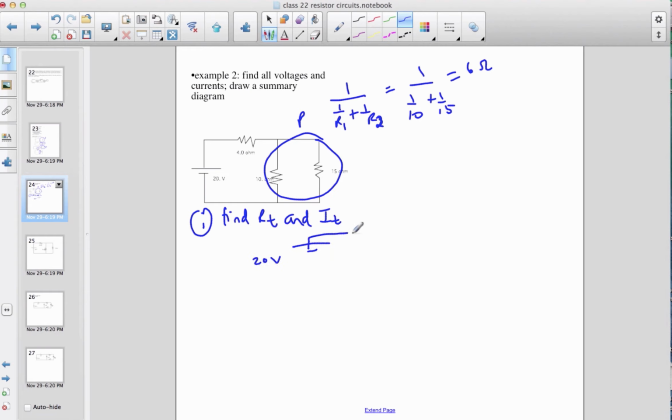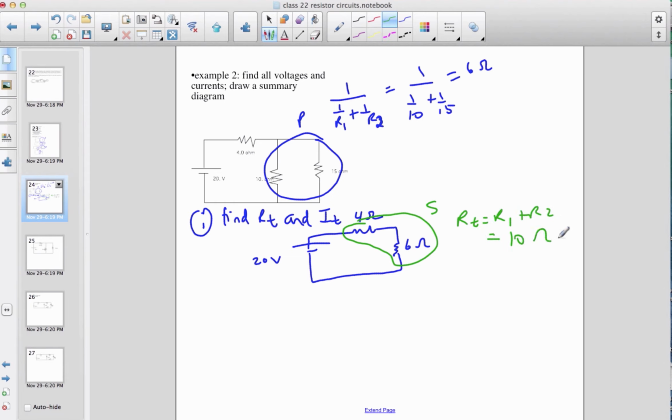It's still a 20-volt cell. We haven't done anything with the 4 ohm resistor. It's still there. But now we replace the two parallel resistors with a single 6 ohm. This drawing step is convenient in terms of making the solution more clear to read later on for studying, but you could just do it in your head. The next step is to realize that now the 4 and the 6 are in series, so we add those together to get the total or equivalent resistor.